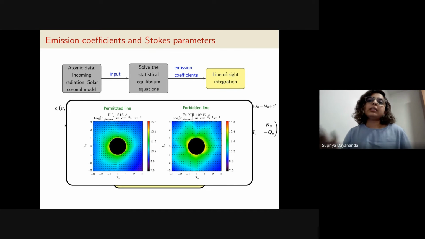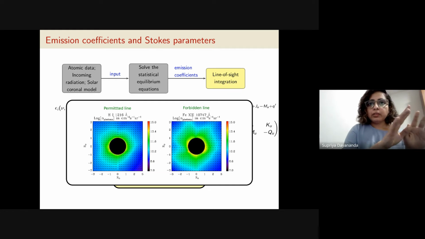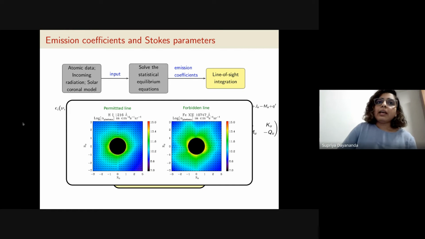These computations are done for a simple case when no magnetic or velocity field effects are considered. It is simply when resonant scattering of the light from the underlying layers is happening, and you see an emission in the solar corona. The left panel is one such emission from the Predictive Science model for the Lyman alpha line of hydrogen, and the right panel, for the same model, shows the emission in the forbidden line of Fe XIII 10747.